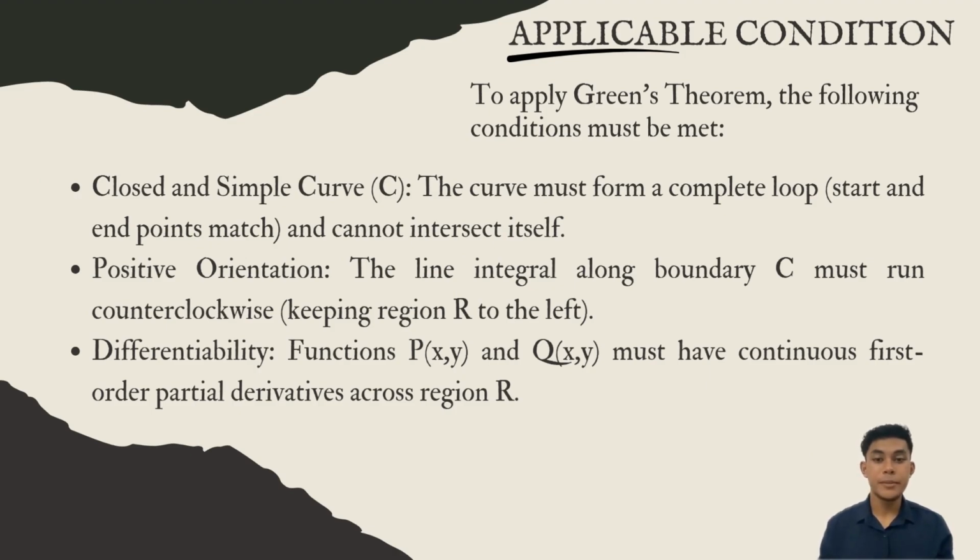To apply Green's theorem, the following conditions must be met. The first condition is a closed and simple curve C. The curve must form a complete loop, where the start and end points match, and it cannot intersect itself. The second point is positive orientation. The line integral along boundary C must run counterclockwise, which keeps region R to the left. And the last point is differentiability. Functions P and Q must have continuous first-order partial derivatives across region R.